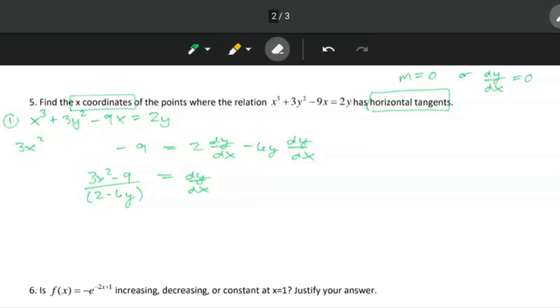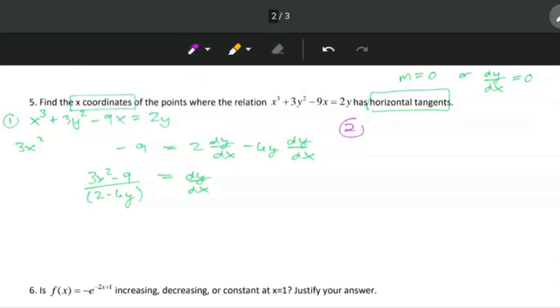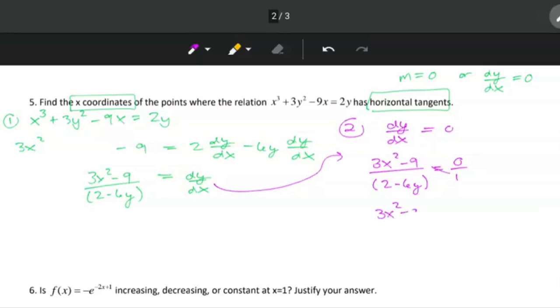All right, so we need dy dx to equal 0. So step 2 is going to be to set dy dx equal to 0. We just found our dy dx. It's 3x squared minus 9 all over 2 minus 6y, and we have to set it equal to 0. To solve this, think of 0 as 0 over 1. 0 divided by 1 is 0. So we can really just cross multiply. If you cross multiply, you get 3x squared minus 9 equals 0.